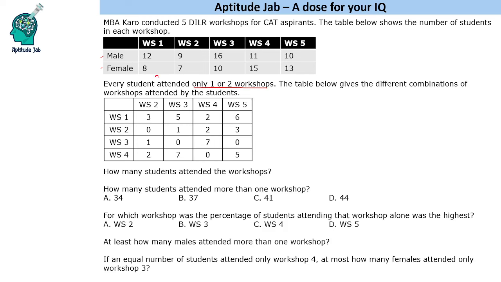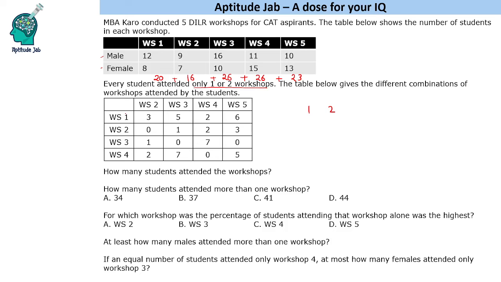For example, workshop 1 has 20 students, 16 students, 26 students, 26 and 23. So when we ask how many students attended the workshops, do not add these numbers. That will give us the total combinations. Some students attended one workshop, some students attended two workshops. Now we will find out how many students attended one workshop and two workshops.